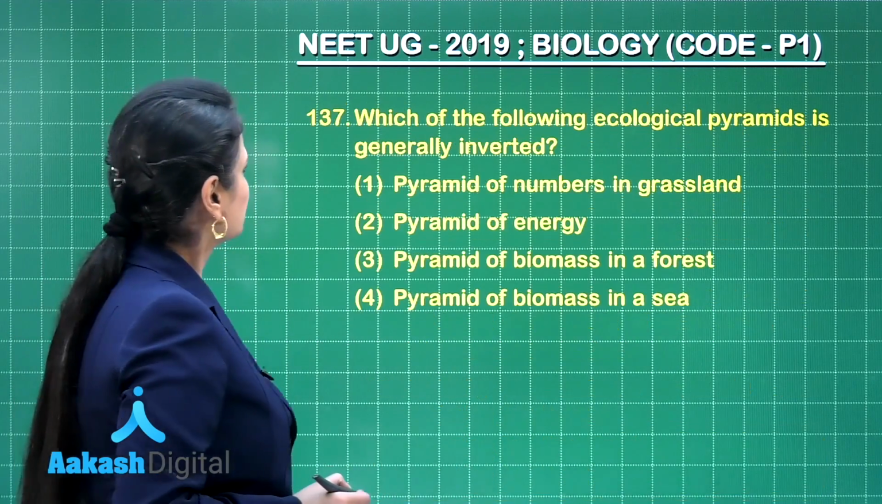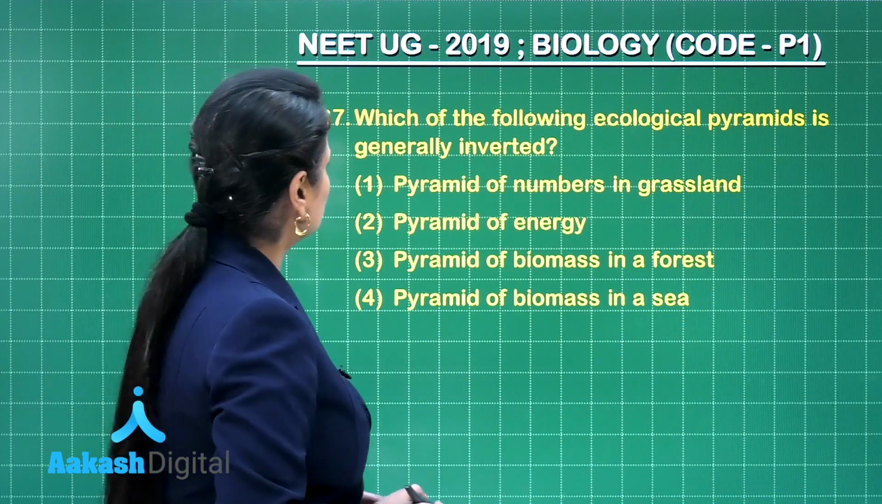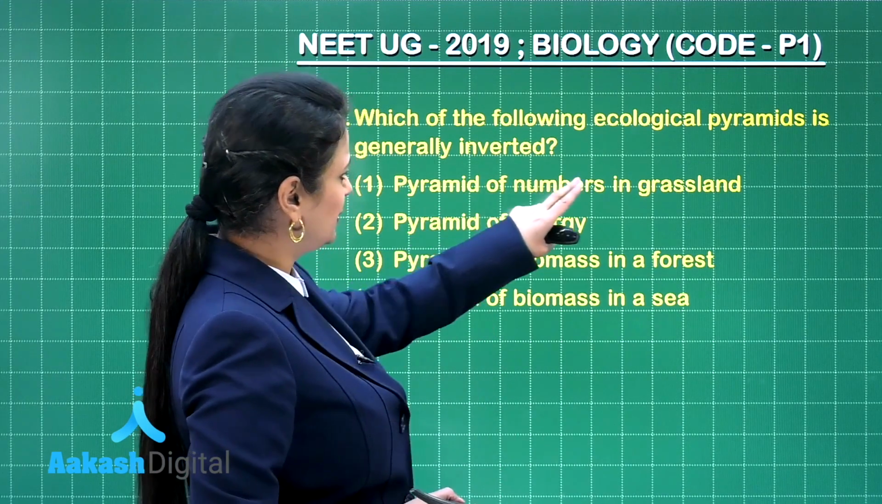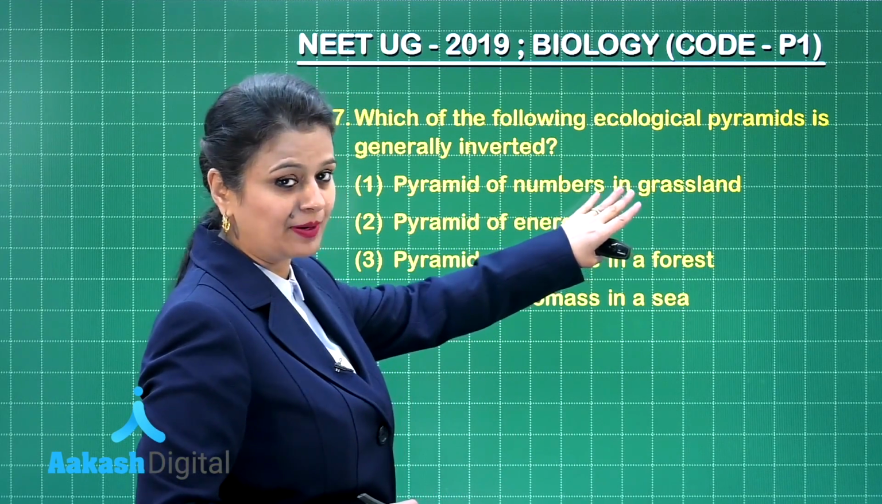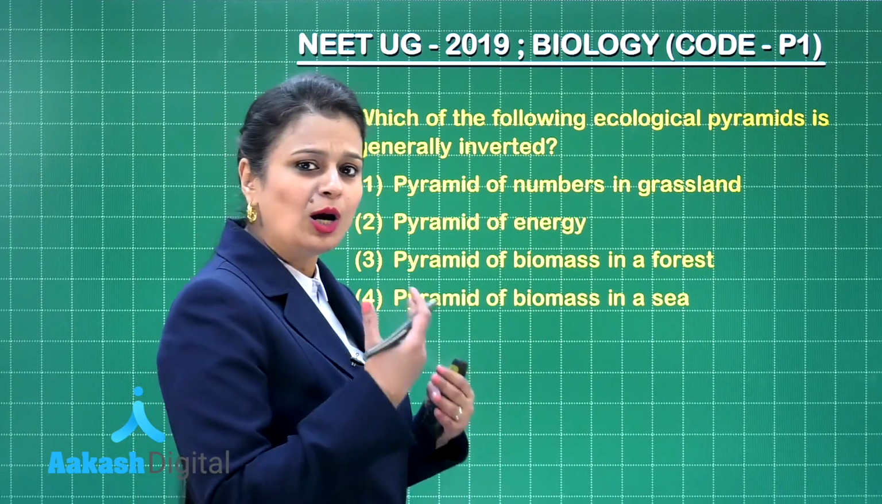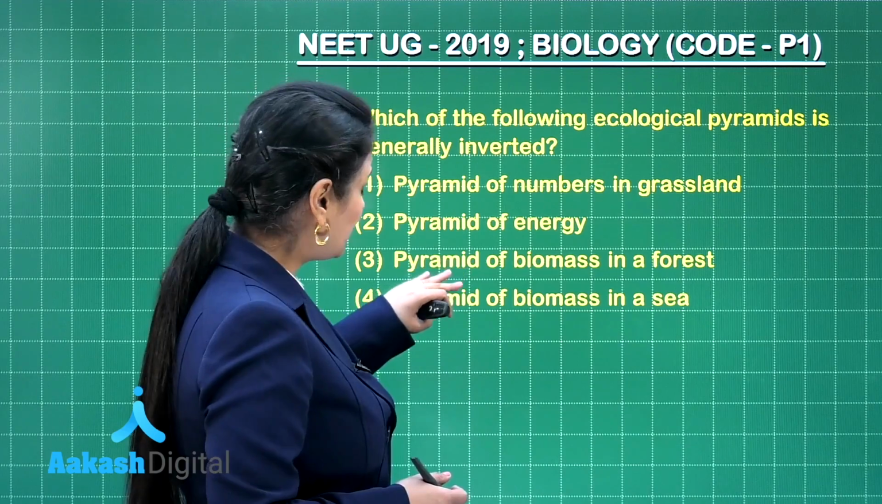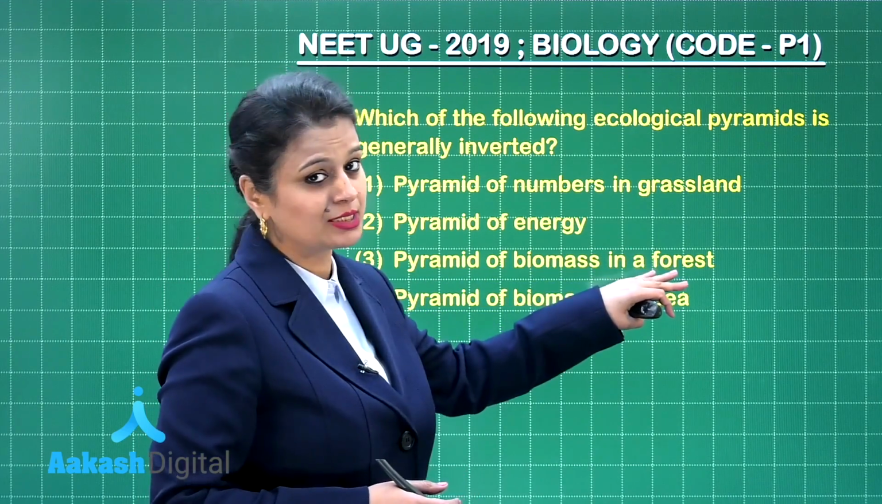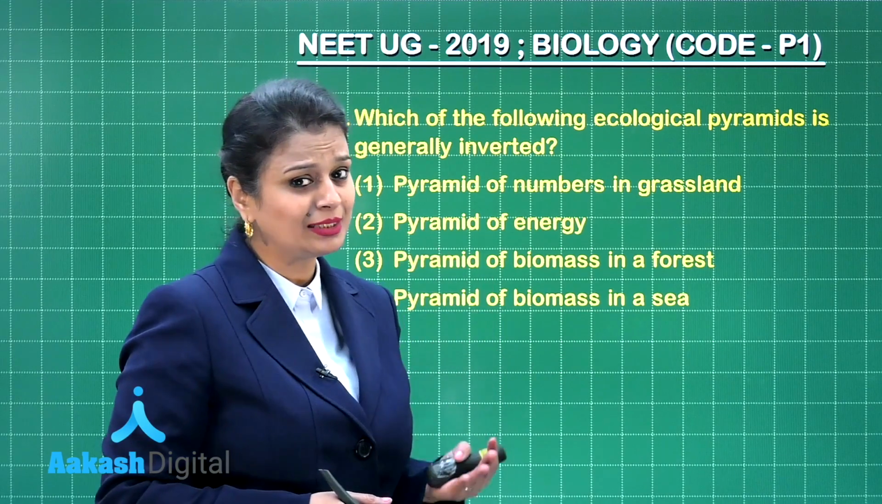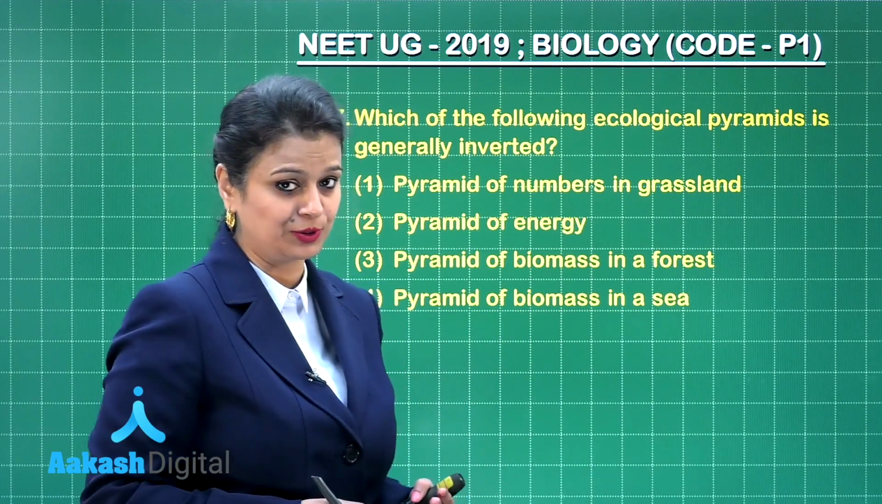Moving on to the next question. Which of the following ecological pyramid is generally inverted? Pyramid of numbers in grassland is upright. Pyramid of energy is always upright, whatever ecosystem it is. Pyramid of biomass in a forest is again upright. Pyramid of biomass in an aquatic ecosystem in a sea is inverted.